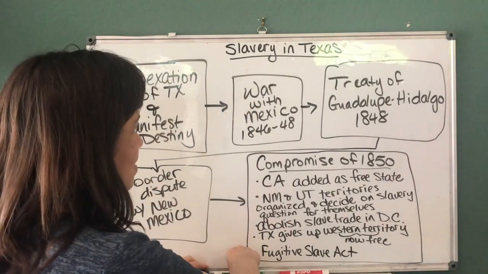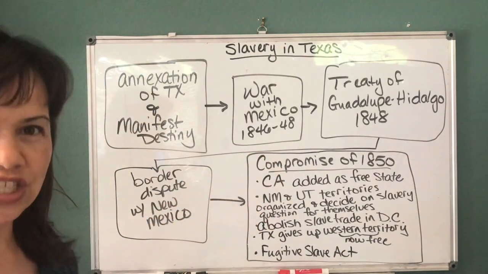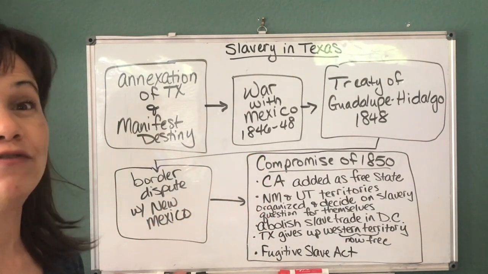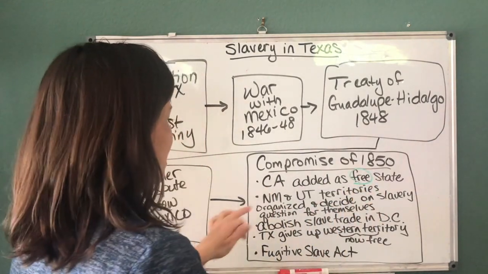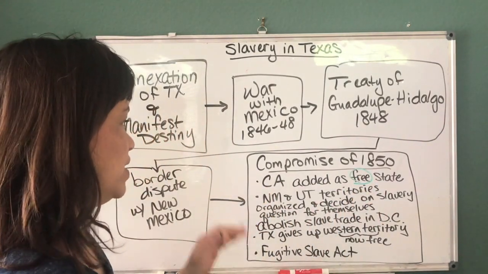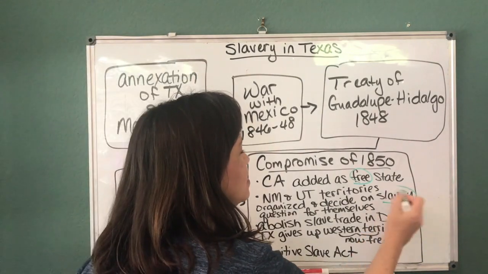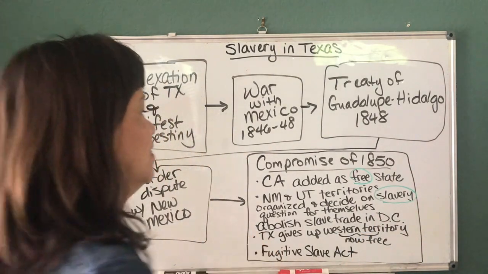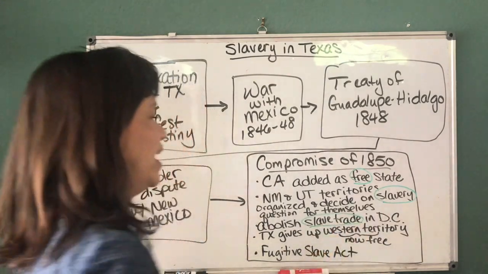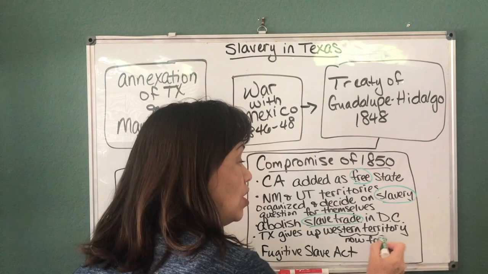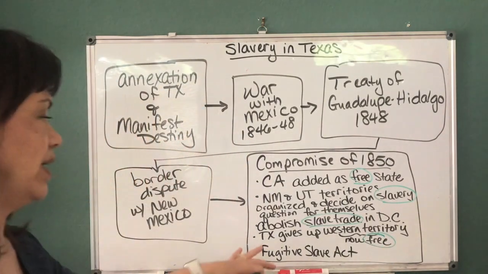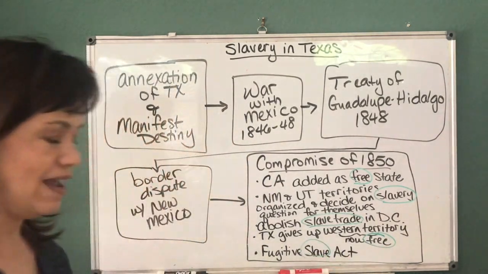Now, you'll notice something. Every single one of the provisions of the Compromise of 1850 have to do with what? So California added as a free state. New Mexico and Utah territories organize and decide on the slavery question for themselves. They abolish the slave trade in D.C. Texas gives up its western territory, which is no longer slave, it's now free territory. And then we have the Fugitive Slave Act.